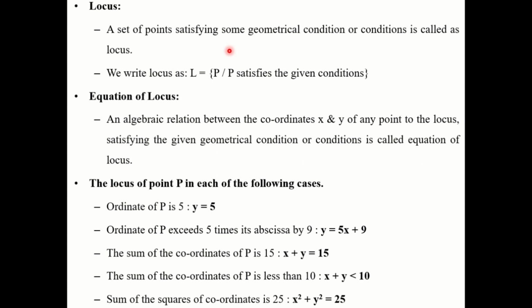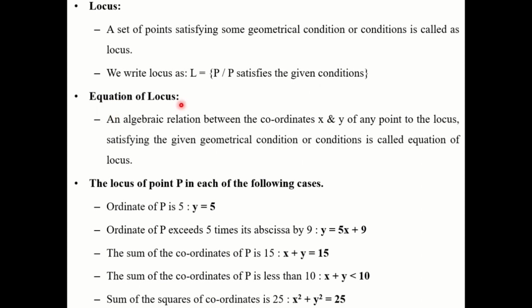Circle is also a locus. A circle is a set of points in a plane which are at a fixed distance from a fixed point. That fixed distance we call the radius and the fixed point is called the center of the circle. Means locus is a set of points satisfying some geometrical condition or conditions. How can we write the locus? We write locus as L, equal to the points satisfying some geometrical conditions.